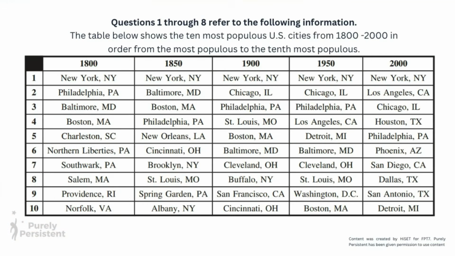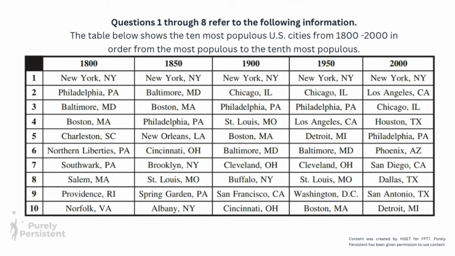The table below shows the 10 most populous U.S. cities from 1800 to 2000 in order from the most populous to the 10th most populous. Now, whenever I encounter a table on either a social studies test or a science test, I like to pause for just a moment and really analyze the table. What is going on in the table?